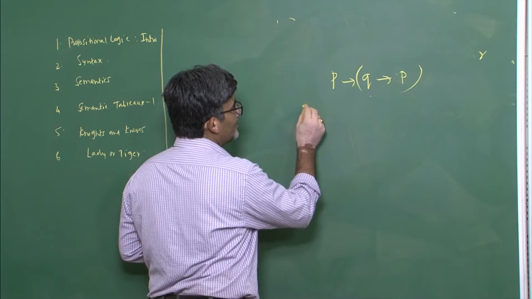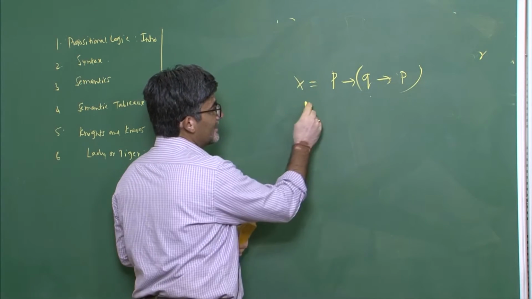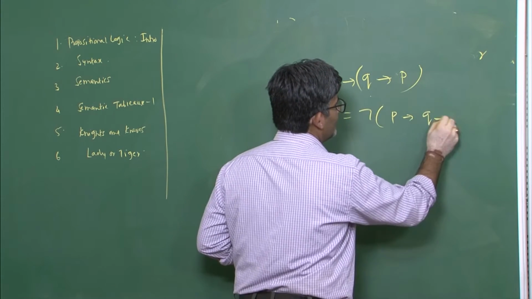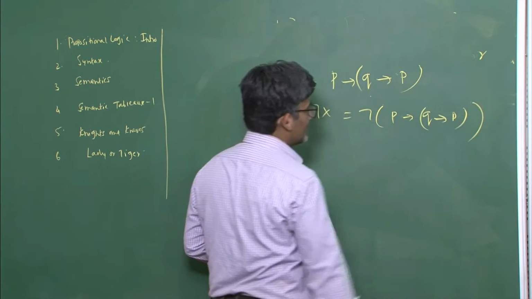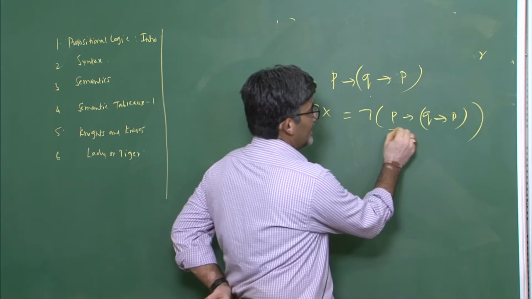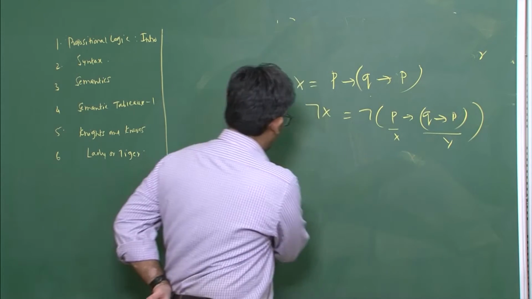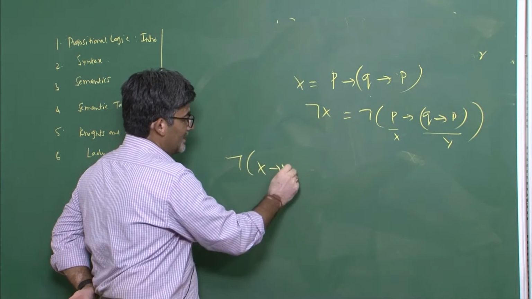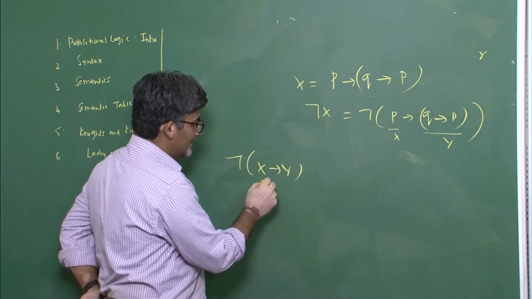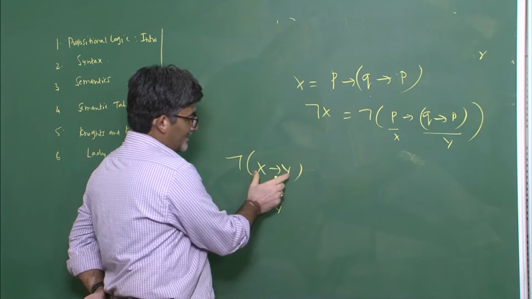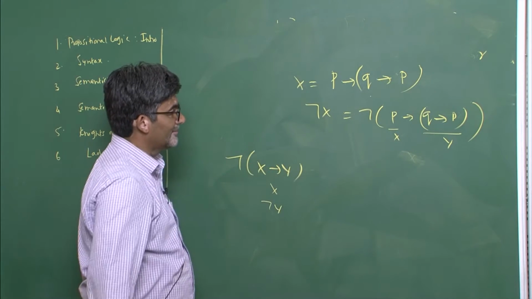So the first thing that you do is, assuming that it is X, you take not X into consideration: not of P implies Q implies P. The entire thing is X and this is Y, then it is going to be not of X implies Y. The beta rule gives X and not Y. Both X and not Y have to be true for making not of X implies Y true.